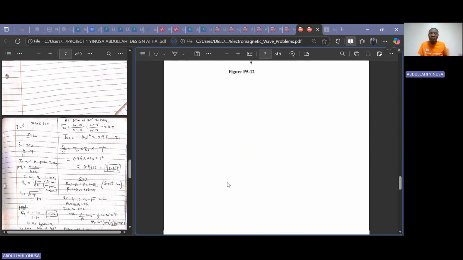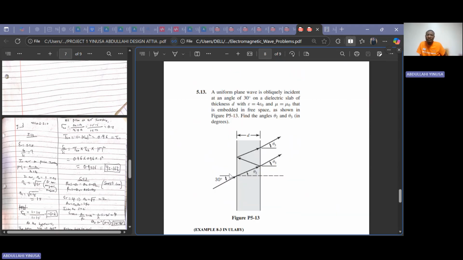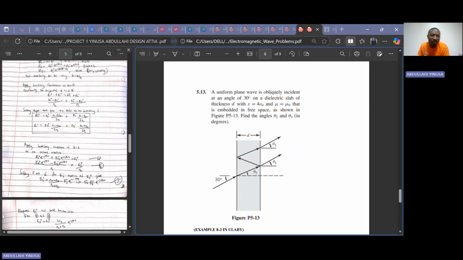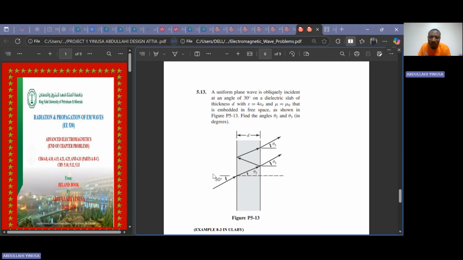Moving forward to the next question, which is 4.15. We need to be very fast now because of the space. This is telling us the incident angle is 30 degrees, epsilon r equals 4, this is the mu naught, and this is the thickness. We are also asked to find the angle theta 2. This is the theta 2.